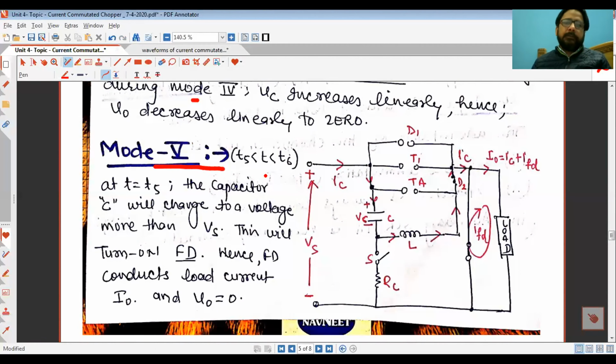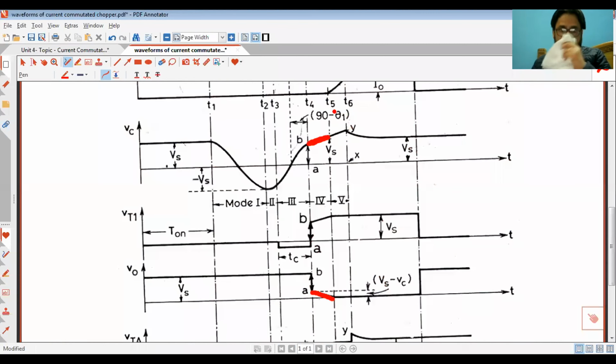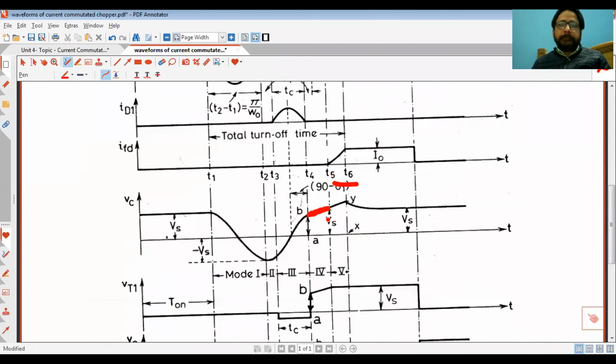So let us come to mode 5, which is from t5 to t6. Now in this particular mode, the capacitor voltage basically increases to a certain value. You can see from t5 to t6, the capacitor voltage will increase. That means the capacitor is basically overcharged here. ये overcharge हो जाएगा, ठीक है, और इसकी जो वोल्टेज है वो Vs से ज्यादा हो जाएगी.